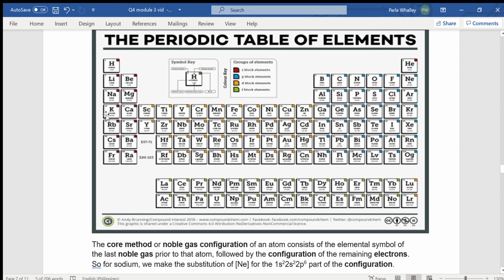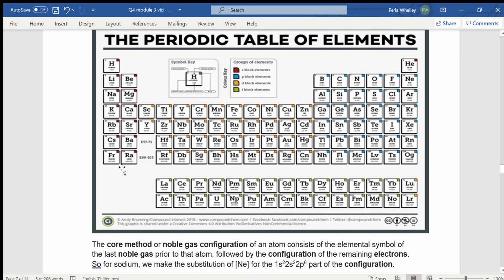For period 4 elements, from potassium to bromine, it will use argon as the core. Argon belongs to period 3. For period 5, rubidium to iodine, it will use krypton as the core. It belongs to period 4. That means it will use the noble gas that is in the period before the element.